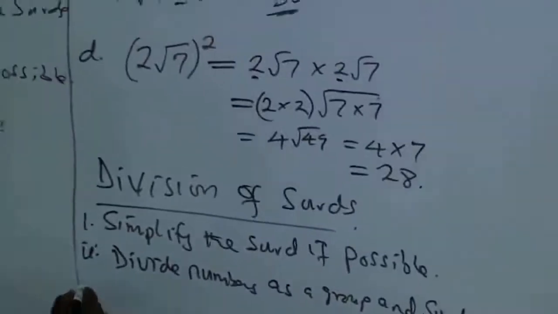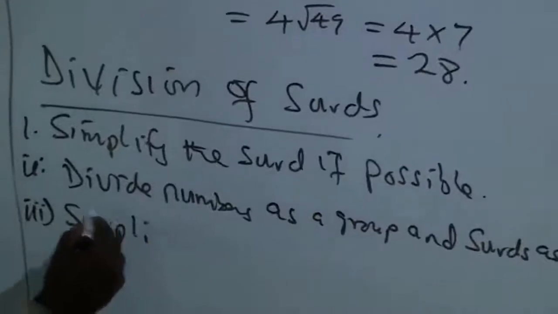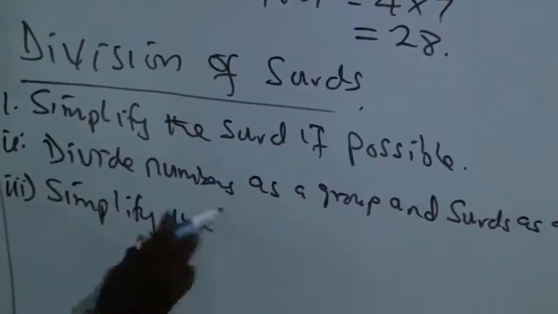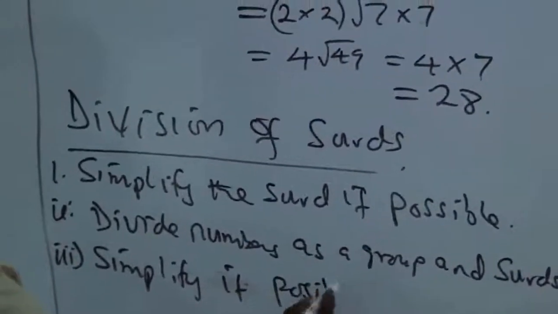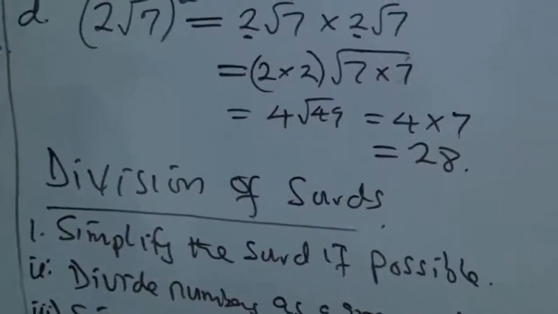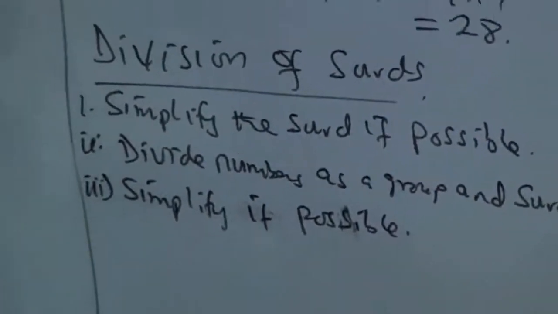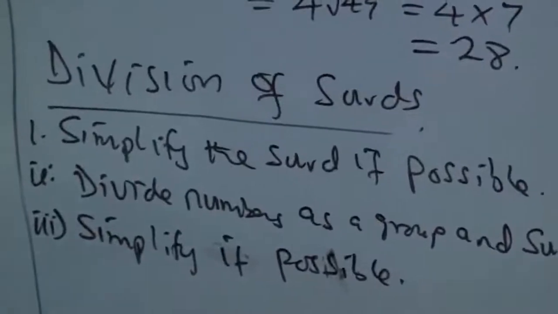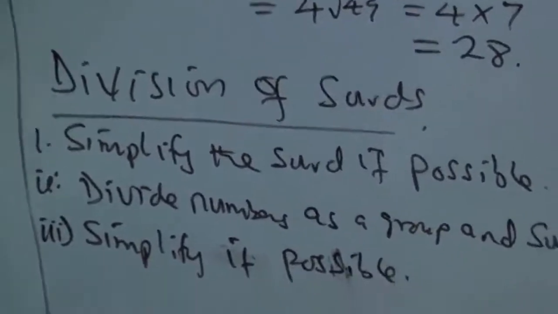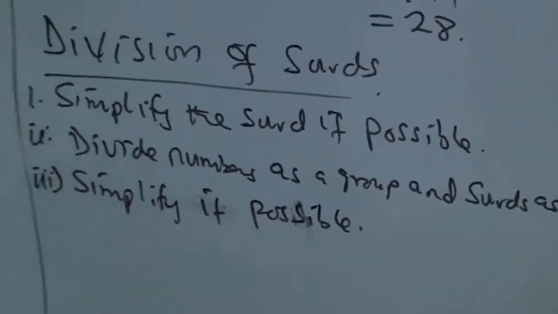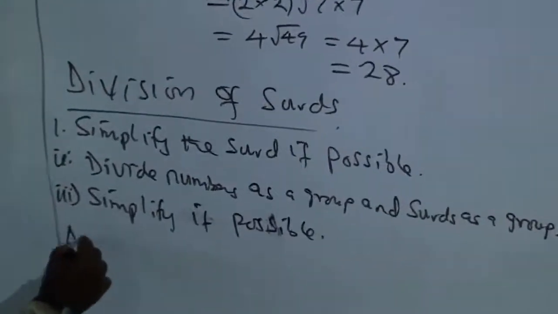And then finally, you now simplify the answer, simplify if possible. But in doing this, there is something you should take note of for division. If what you have as your denominator is still carrying a root, then you have to rationalize the root. Okay? That is, you do away with the root. So you should take note.